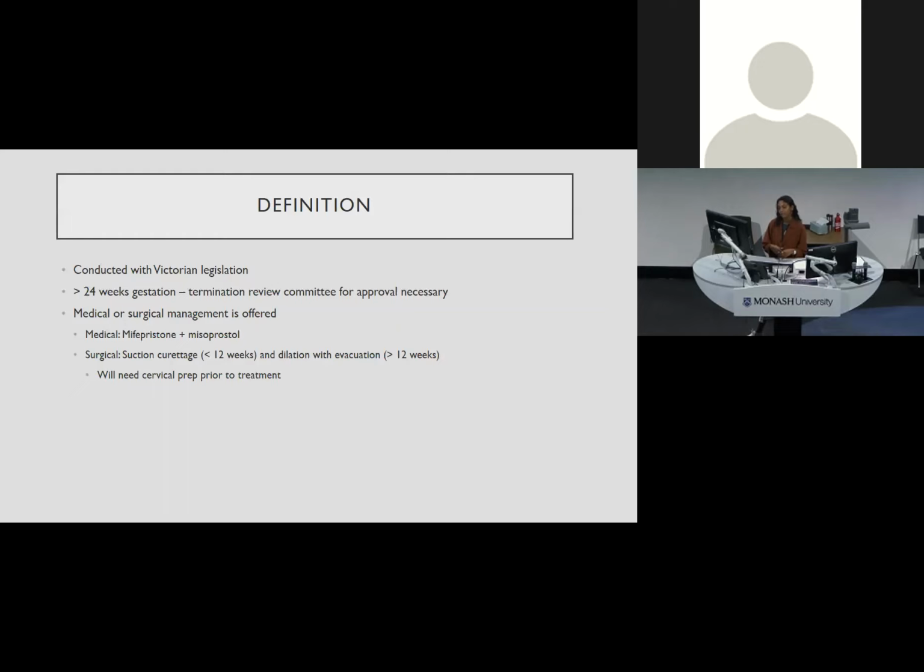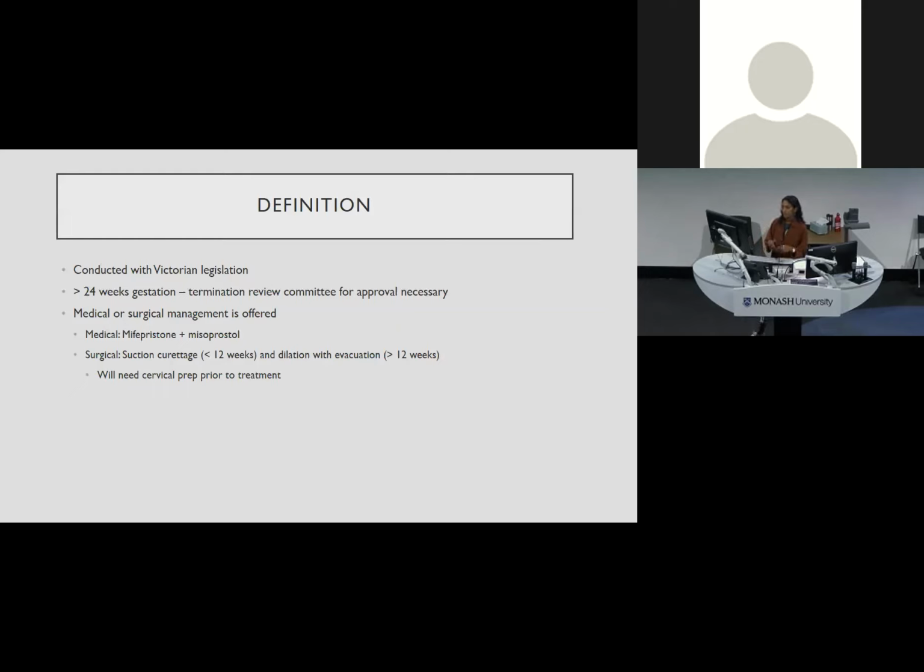Women will request a termination for many reasons. That can include having medical comorbidities that make it unsuitable for them to be pregnant at that time, or it might be for other reasons happening with their social circumstances. There is medical or surgical management.